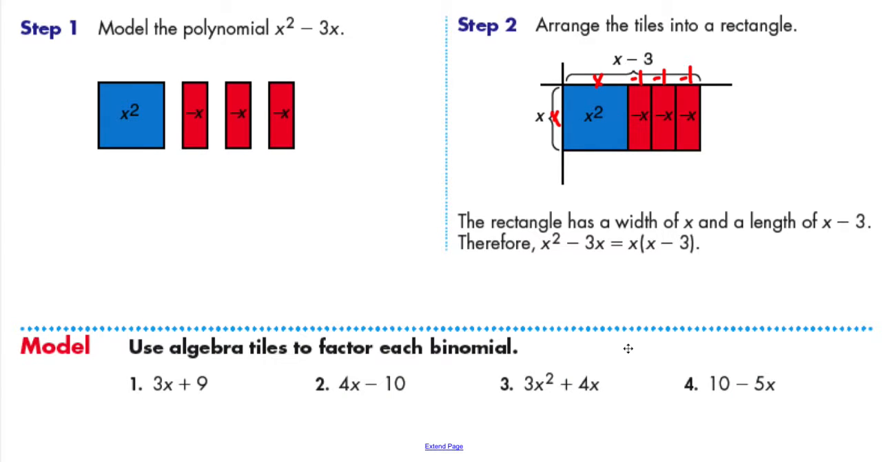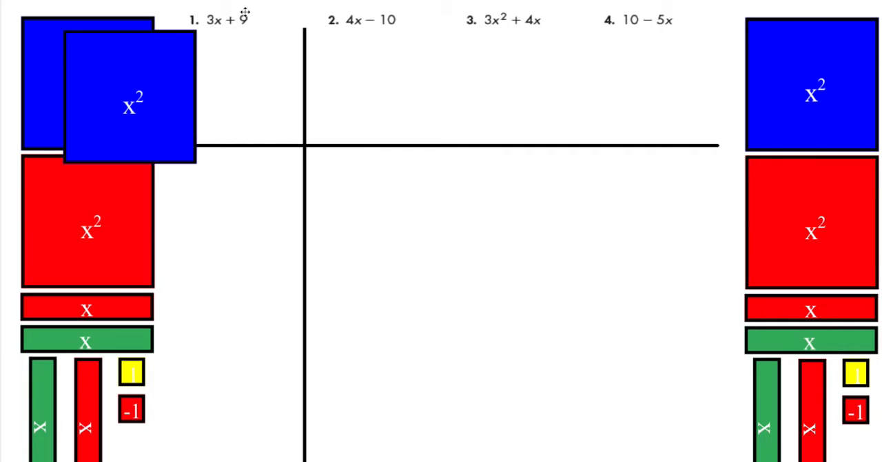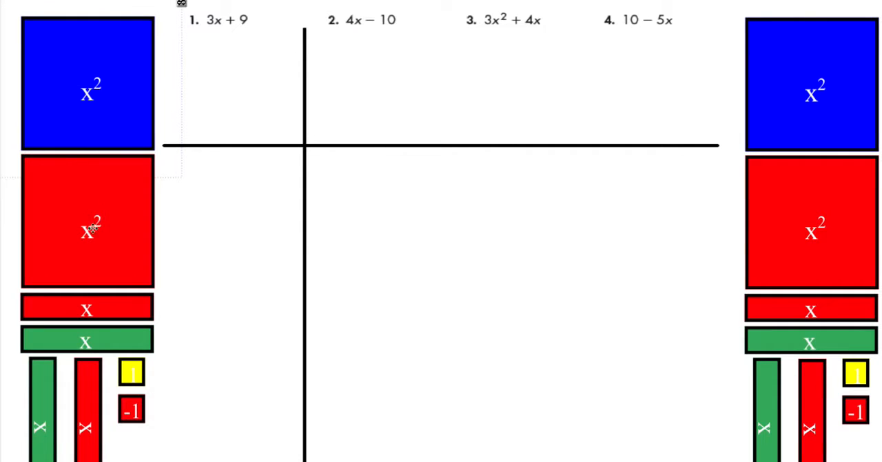Let's do a little bit of exercise here. Use algebra tiles to factor each binomial. I copied these binomials in the next page. So these are our algebra tiles, and we want to model 3x plus 9. Let me undo that, we don't need that. So if we want to model 3x plus 9, we have 1 x tile.